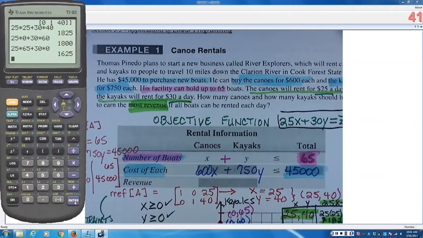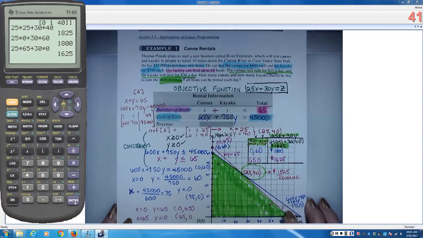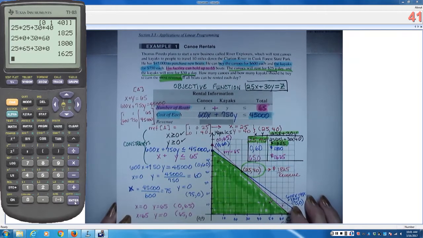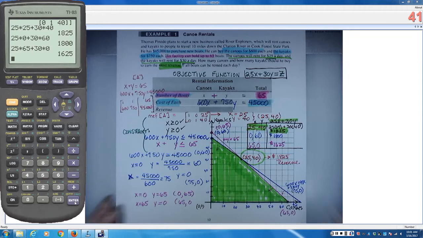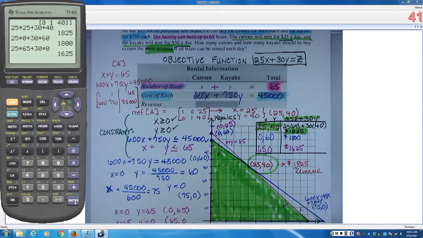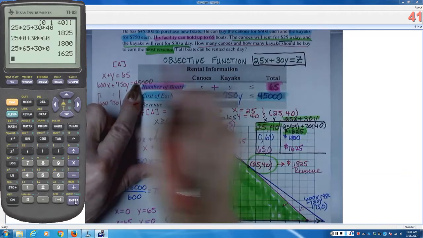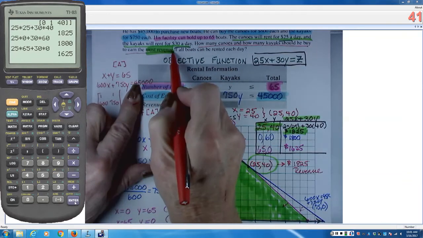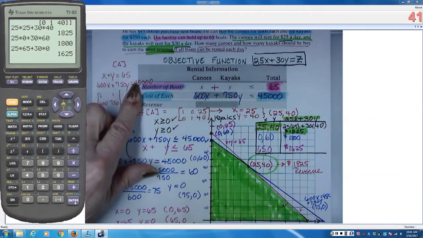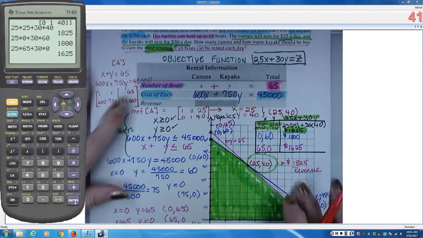So here's our complete problem. And the question says, how many canoes and how many kayaks should he buy to earn the most revenue if all the boats can be rented every day? So 25 canoes and 40 kayaks. He should buy 25 canoes and 40 kayaks.